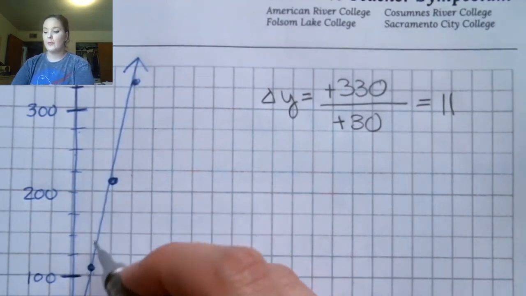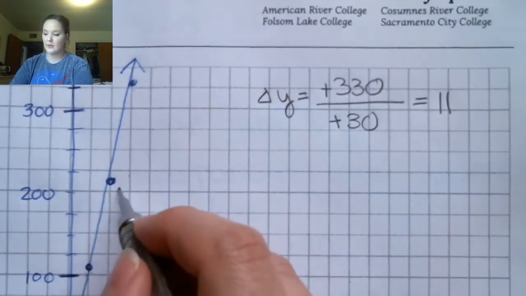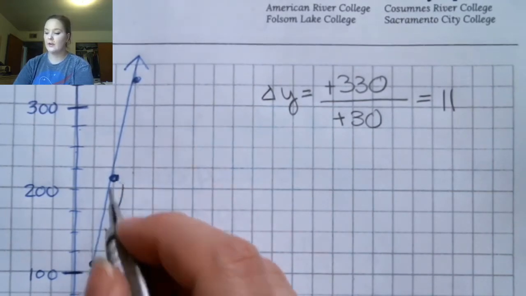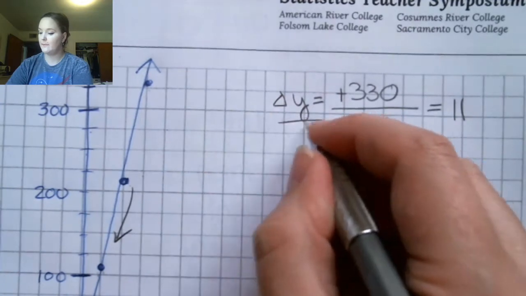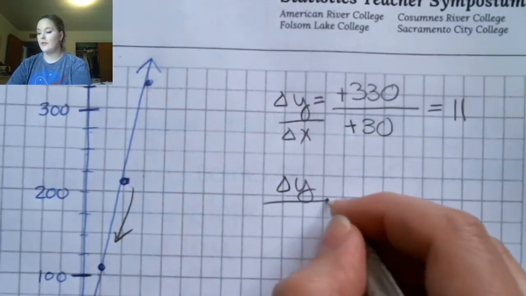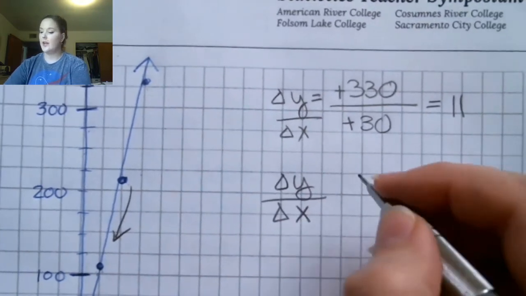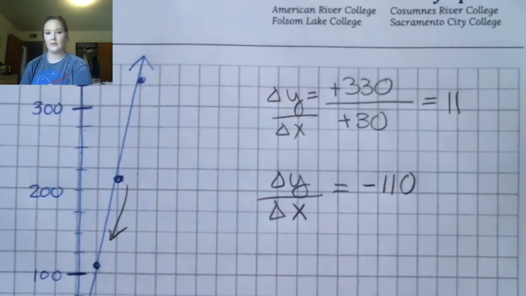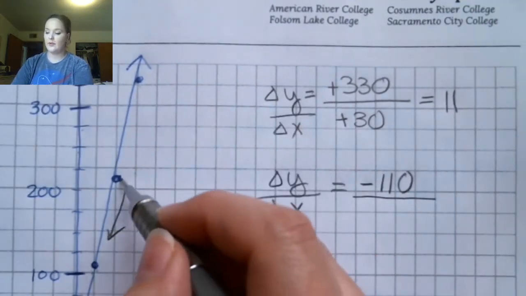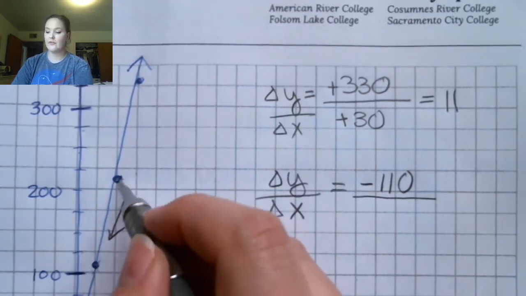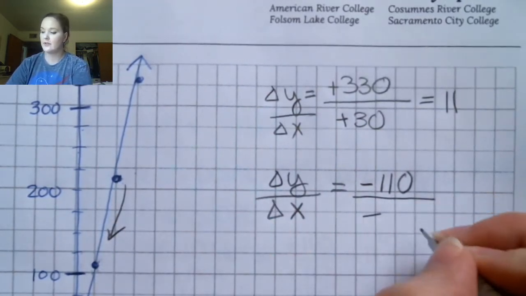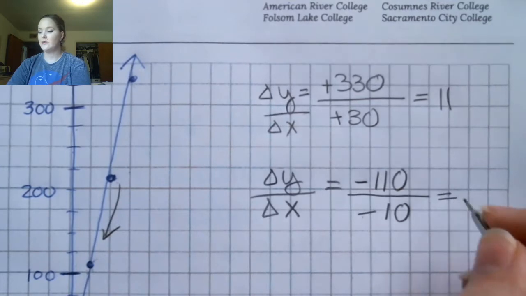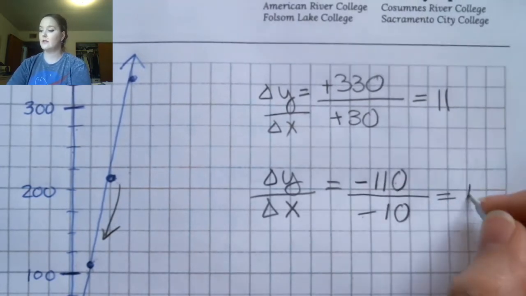What if I picked this point and this one, and what if I actually went this way? So this point I'm going from 220 down to 110. So if I'm going from 220 to 110, I'm going down 110. Then I'm going from here to here, so I'm going from 20 to 10, so I'm moving left 10. Negative divided by negative is a positive. 110 over 10 is 11.